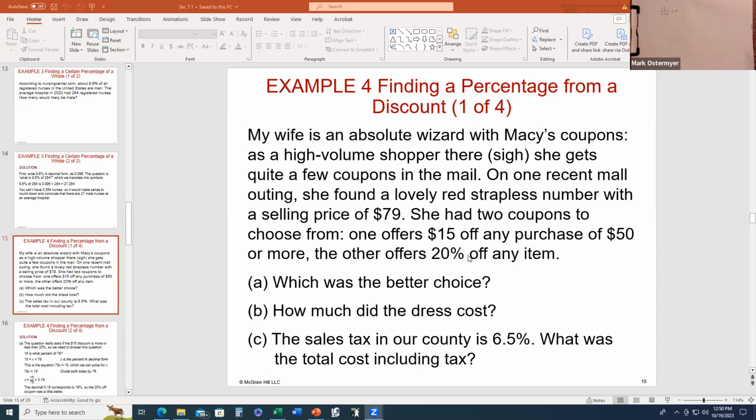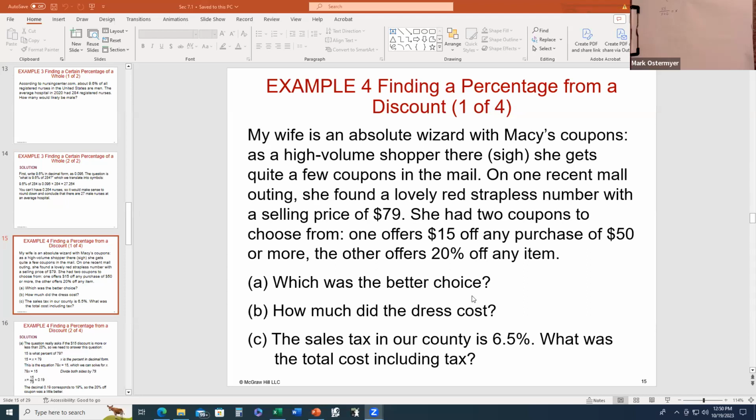She had 2 coupons to choose from. One offers $15 off any purchase of $50 or more, and the other offers 20% off any item. Which was the better choice? How much did the dress cost? The sales tax in our county is 6.5%. What was the total cost, including the sales tax?